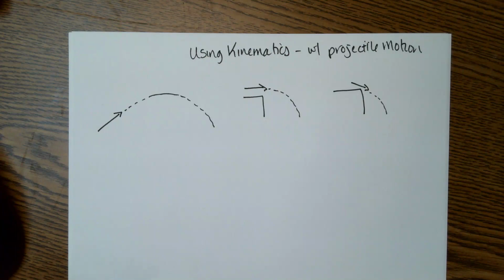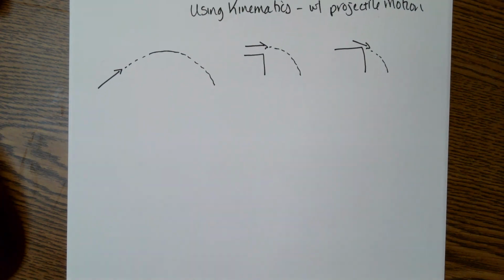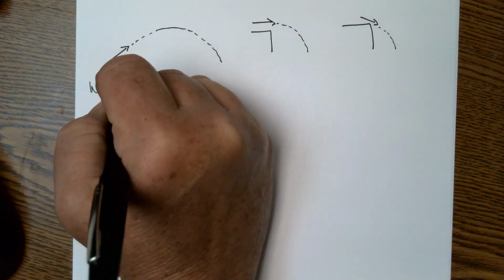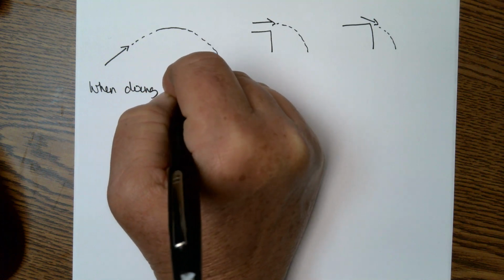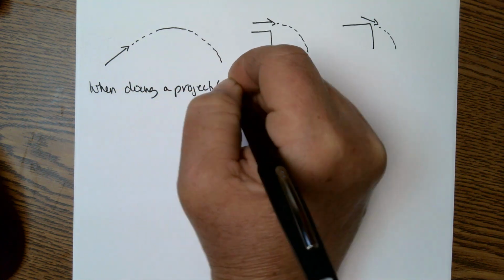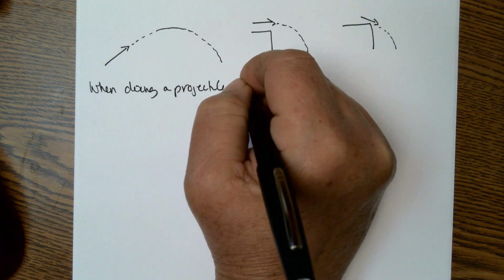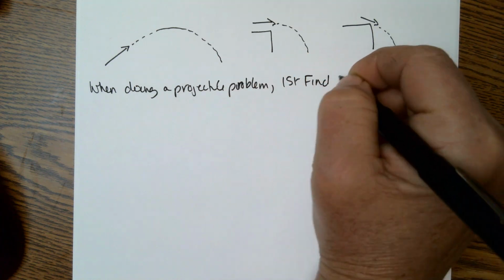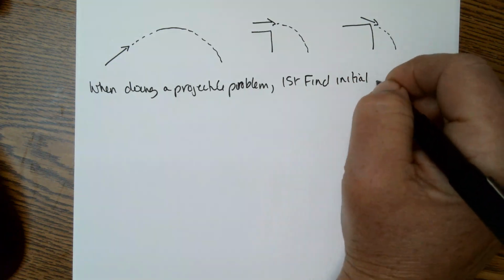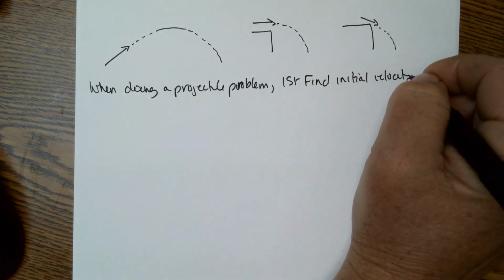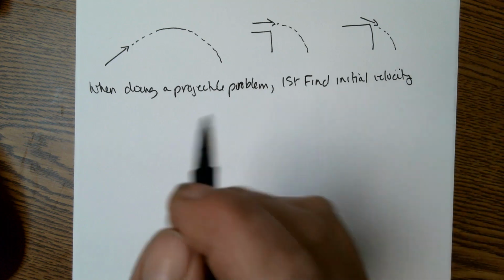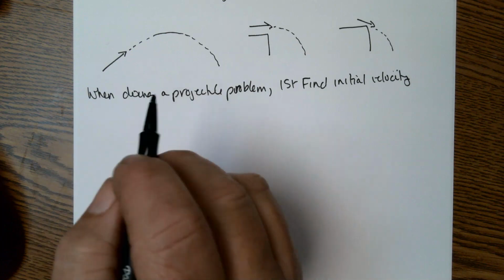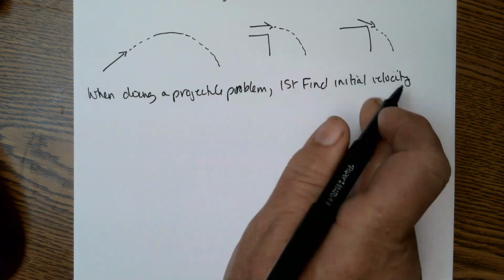Okay? Now, the first thing that I'm going to do when doing a projectile problem, if I can spell, is first find your initial velocities. Okay, so you have some options here. I'm going to show each option.